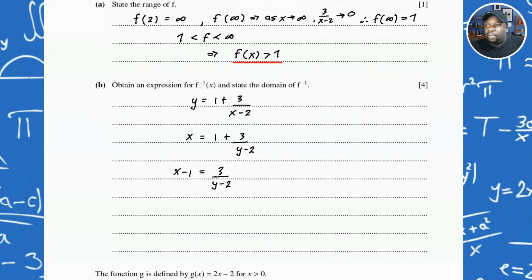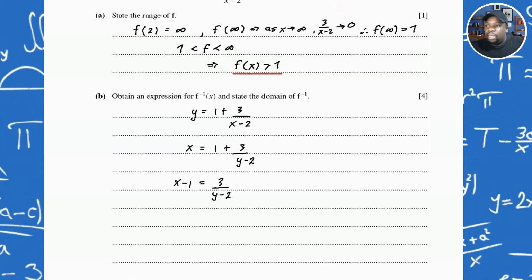All right, and we can multiply both sides by y minus 2 and divide both sides by x minus 1. So we'll be having y minus 2 being equal to 3 over x minus 1. All right, and we can take the minus 2 to the right so that we have y coming out as 3 over x minus 1 plus 2. So therefore, f inverse of x is equal to 3 over x minus 1 plus 2. Now, they also say that we should state the domain of f inverse.